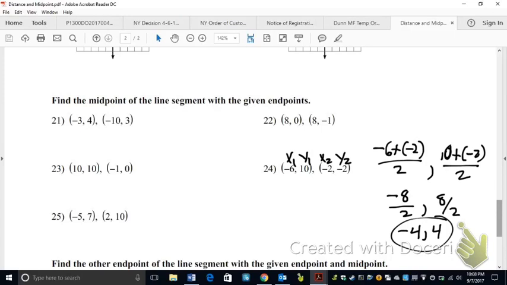Hopefully that makes sense. If not, feel free to come in at lunch. If you're just not getting this, if it's not making sense to you, come in at lunch, we'll work through it. I'll figure out maybe a different way to explain it.